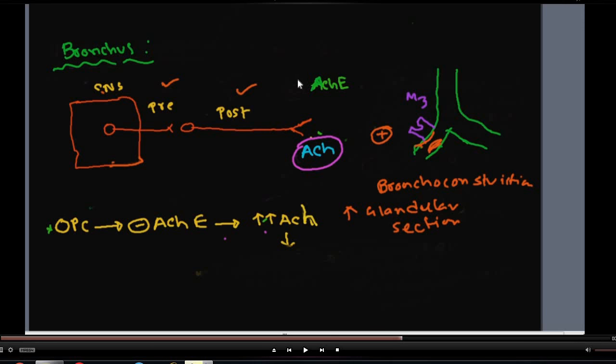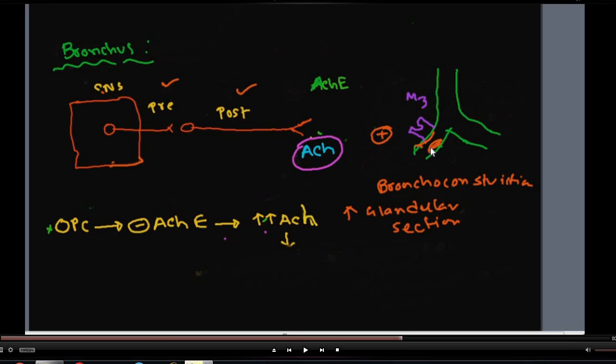So acetylcholinesterase enzyme cannot metabolize this acetylcholine. So excess acetylcholine will accumulate in the bronchus and bronchioles, and this excess acetylcholine in the bronchus and bronchioles leads to excessive bronchoconstriction and excessive glandular secretion, because this excess acetylcholine will now lead to excessive stimulation of this M3 receptor in the bronchial smooth muscle and bronchial glands.